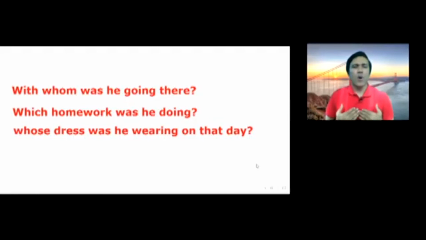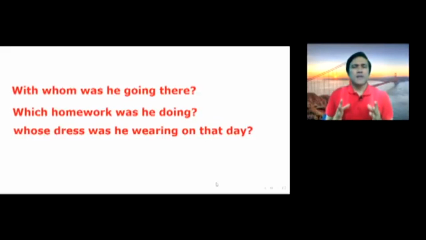Now come to the whose. Whose means kar. Whose dress was he wearing on that day? Se oidin kar jamati porechilo. Whose dress was she wearing on that day? Whose dress was my baby wearing on that day? So in this way, you can change the subject and you can make a lot of sentences and you can speak loudly.